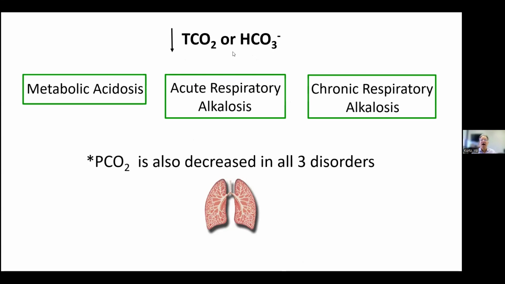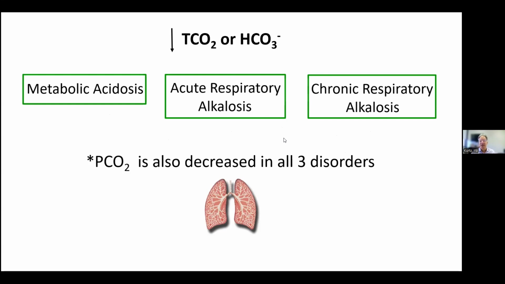So if you find that either one is down, you have one of three choices as far as the acid-base cause. It's either a metabolic acidosis, acute respiratory alkalosis, or chronic respiratory alkalosis. And remember that the PCO2 is also down in all three. So the fact that the direction of both the change in bicarbonate and the change in the PCO2 are both in the down direction doesn't help you. It could be one of the three causes. They all three change the bicarbonate and the PCO2 in the same direction.